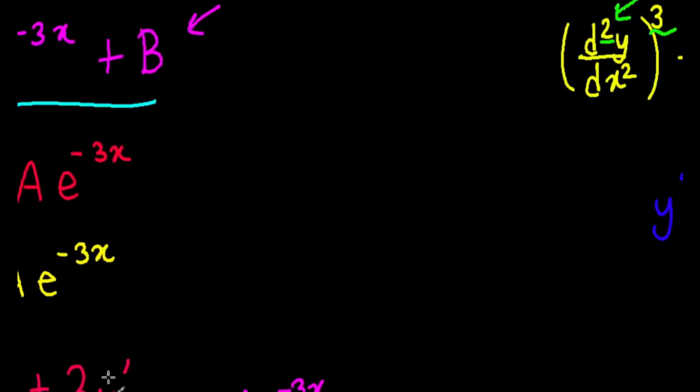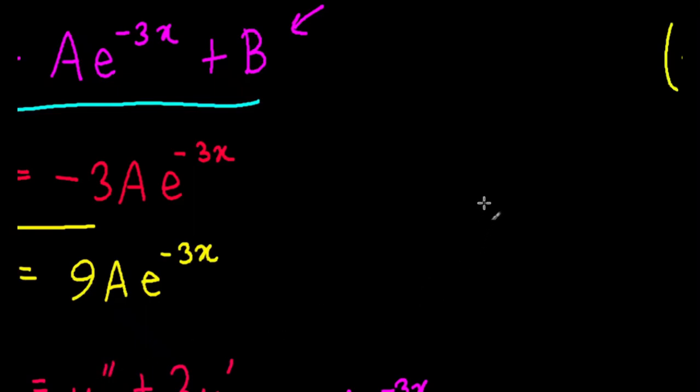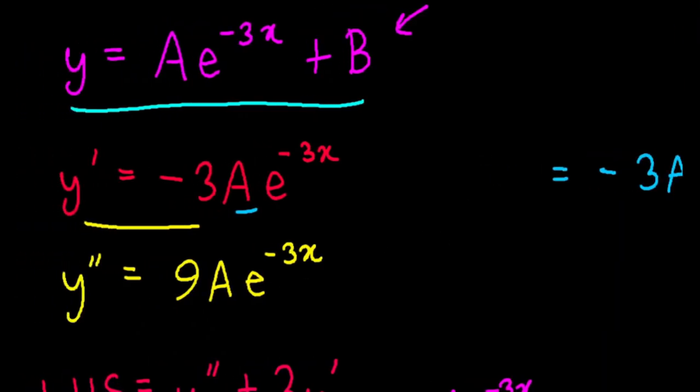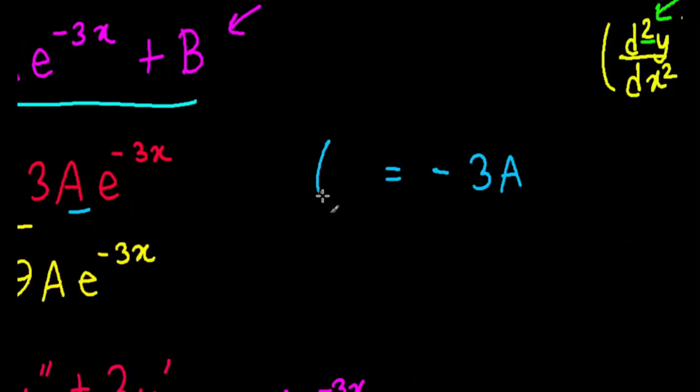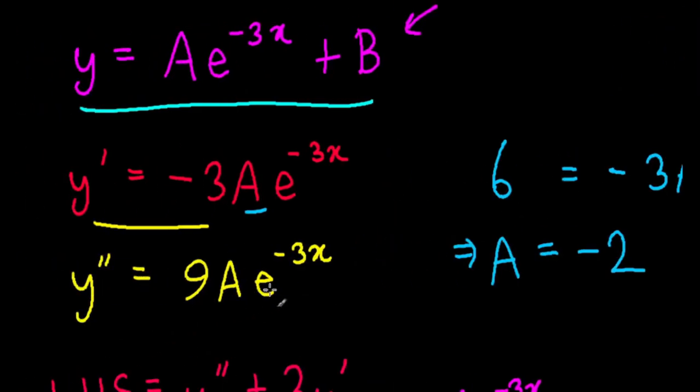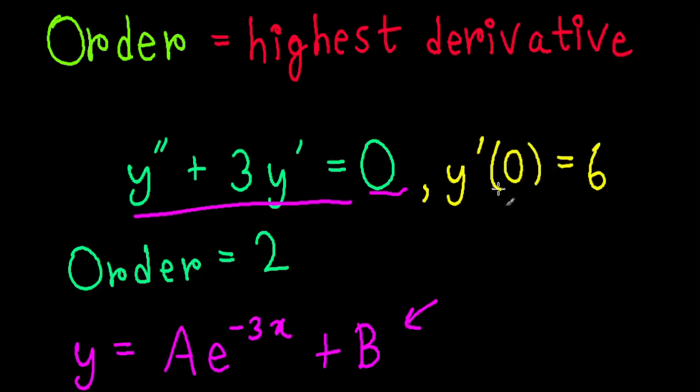So when x equals 0, the right hand side of this equation is negative 3a e to the power 0, which is just 1. And the left hand side is y prime, and as we said, y prime when x is equal to 0 is equal to 6. So that gives me a is equal to negative 2. All right, so we got a, but we didn't get b, and we don't have any more information.